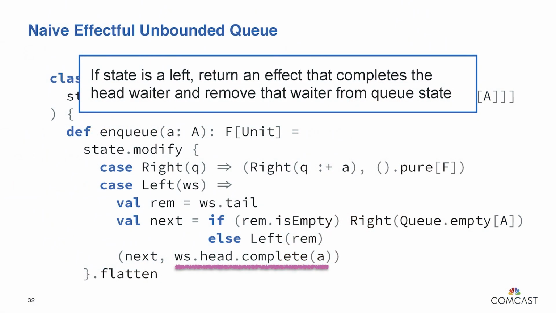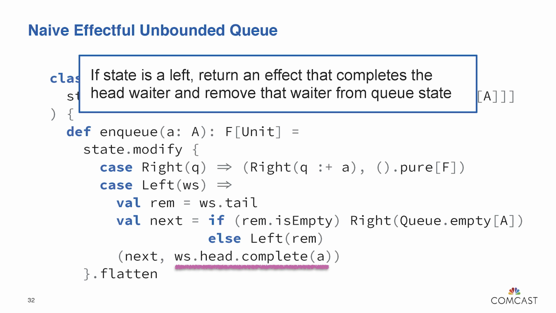If the state's a left instead, well, there's a couple things we have to handle, just to handle like empty queues and whatnot. But the general idea is take the head element out of this list of waiters and complete it with the new element that came in. And now if we're left with nobody else waiting, we're going to update the queue to be back on the right-hand side with an empty set of elements. If we do have folks waiting, then update the queue to still be on the left-hand side with one less waiter. Okay? And that's all this does.